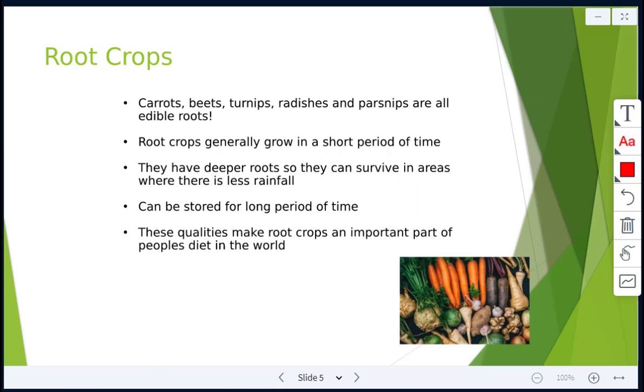So root crops, such as carrots, beets, turnips, radishes, and parsnips, are all edible roots like we saw in the video. They can generally grow in a short period of time. They have deeper roots so that they can survive in areas where there is less rainfall. And then also they can be stored for long periods of time. And these qualities are what make root crops an important part of people's diet in the world.